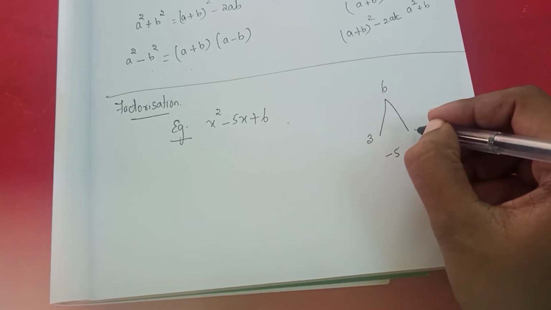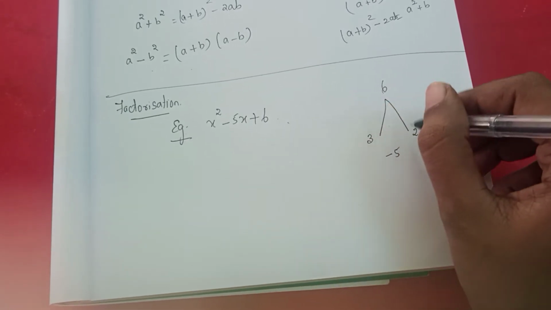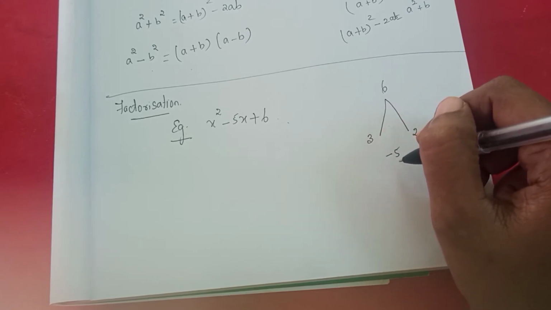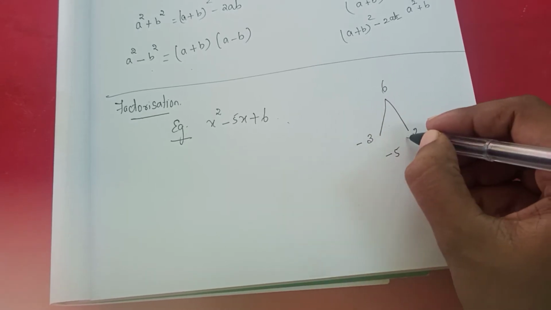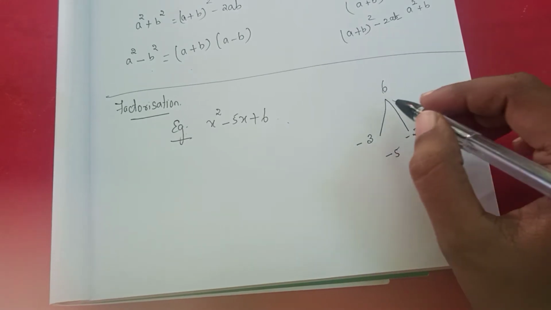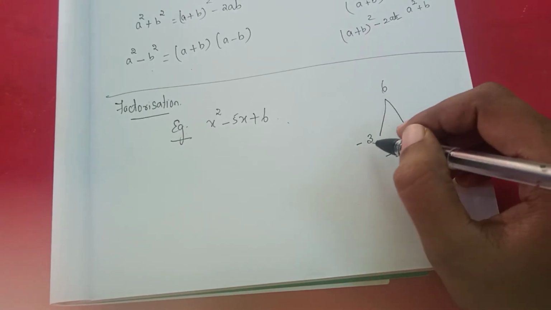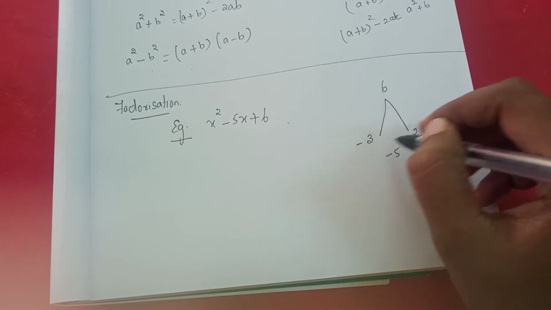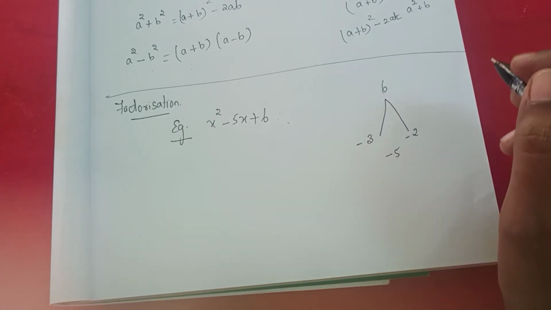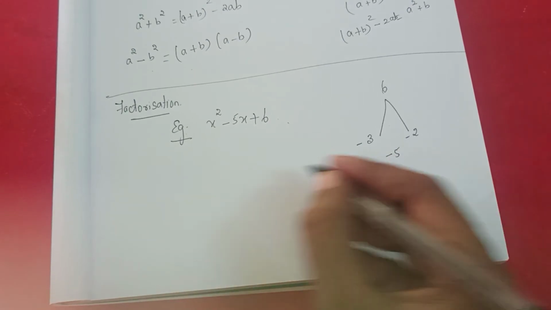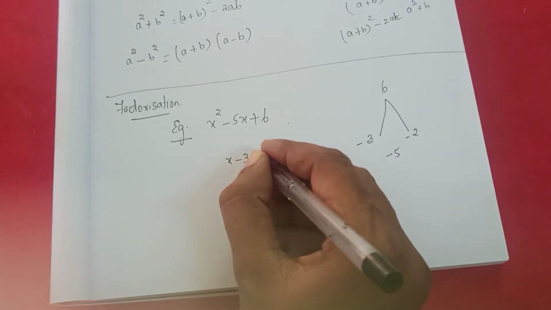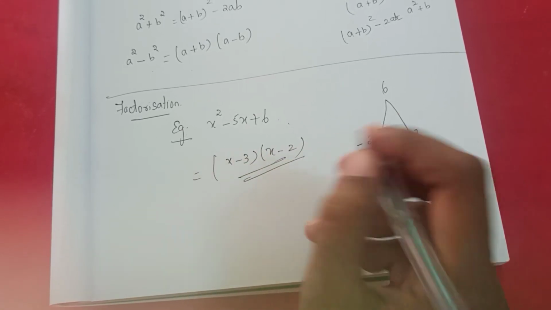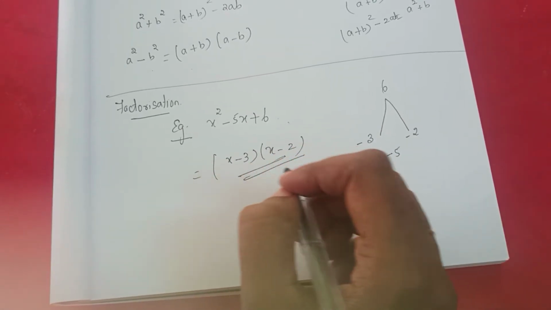3 and 2. Shall we check? 3 into 2 means 6, is it right? But when we add, we will get plus 5. So we need minus 5. So correct? Yes. Multiplying, minus 3 into minus 2 means 6 you will get. When we add, you will get minus 5. Okay. So what's the answer? x minus 3 is one answer and x minus 2 is another answer. Okay. So these are the factors: x minus 3 and x minus 2.